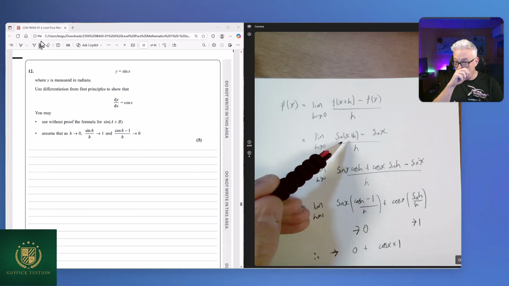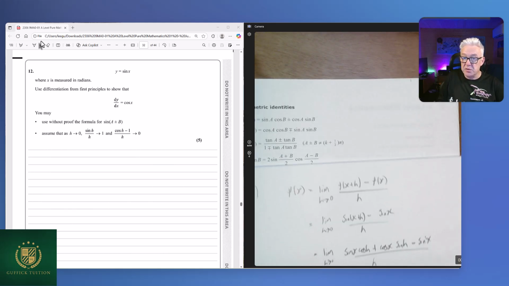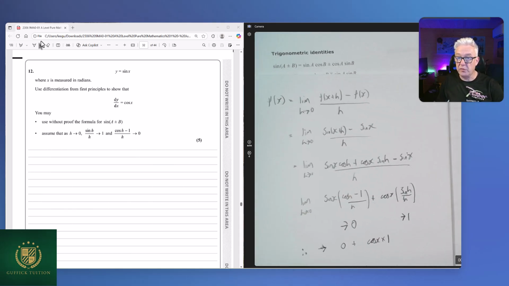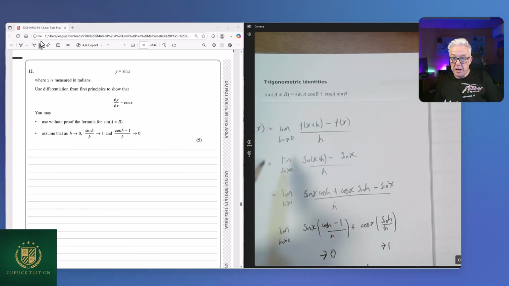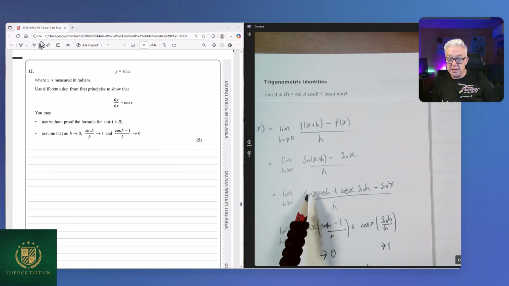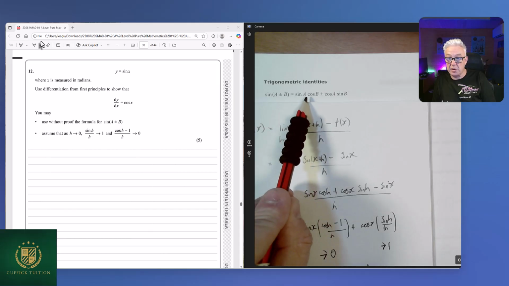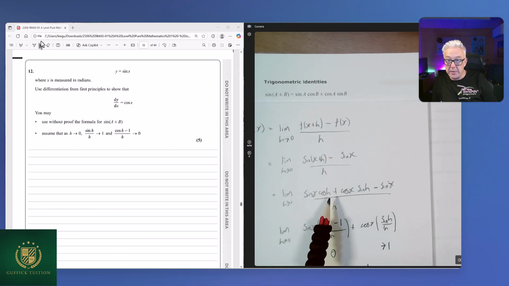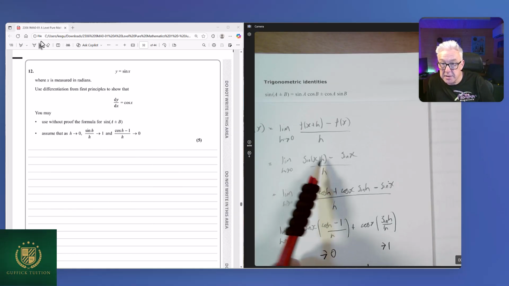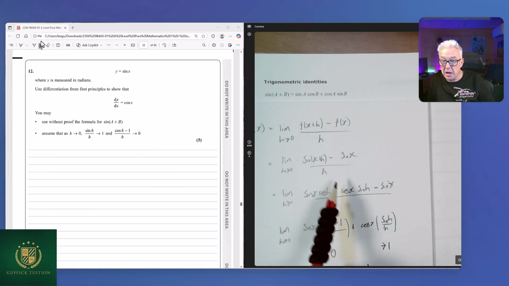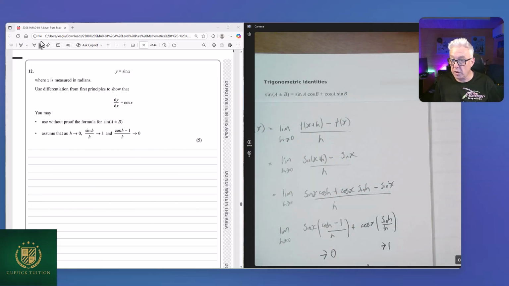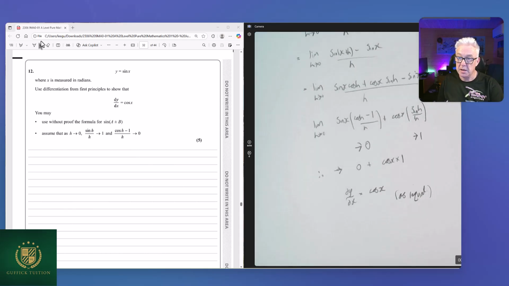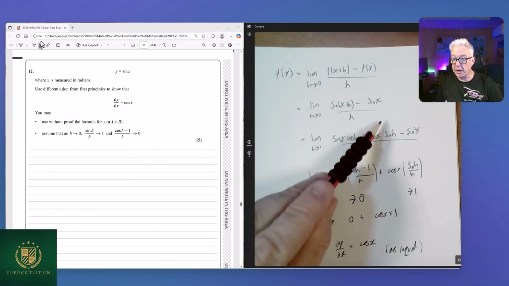Now notice here we've got sine of x add h, and this is where we're going to use the sine formula to expand that addition formula. Okay, so therefore we've got sine of x add h is going to be sine x cos h, and we've got to be careful. Yes, it's a plus there, so we're going to have a plus cos x sine h. So all I've done is sub into that formula. And then we've got minus the sine x.